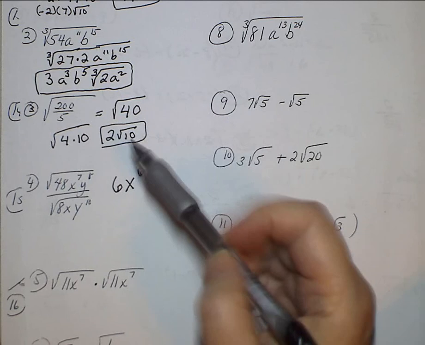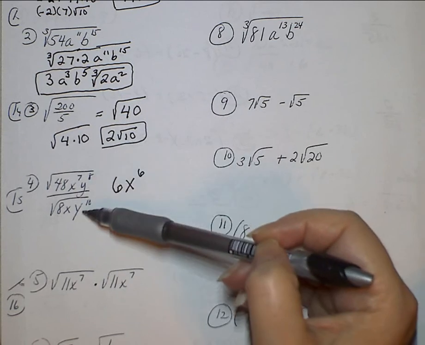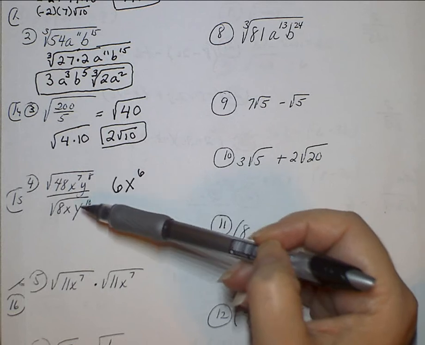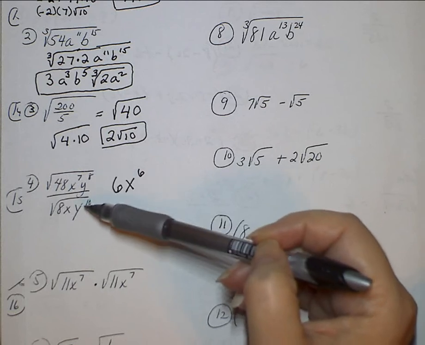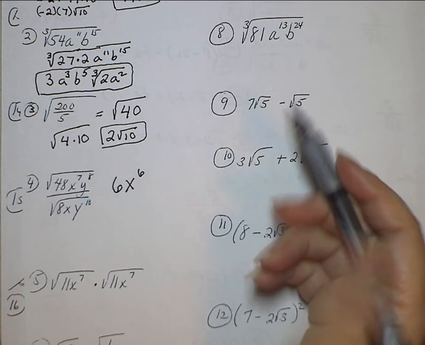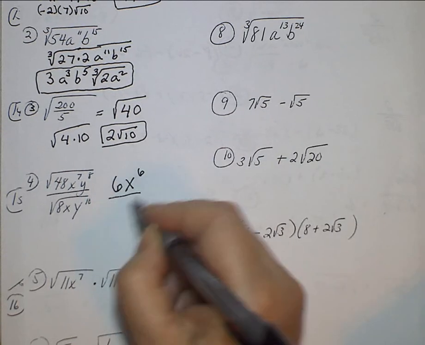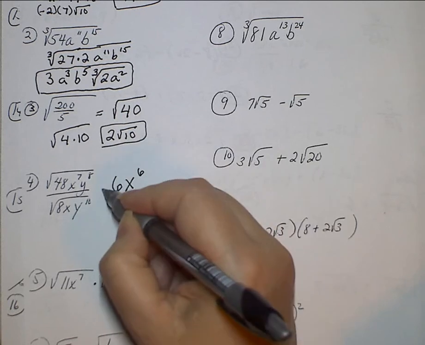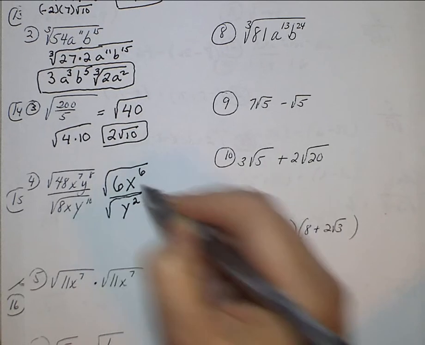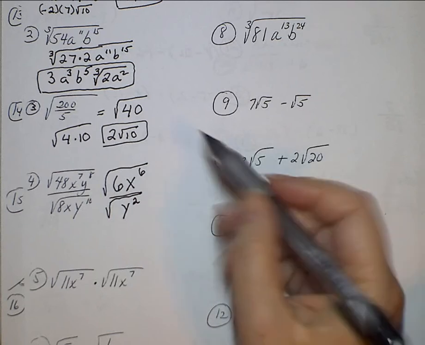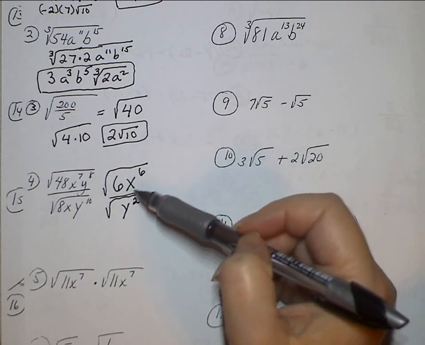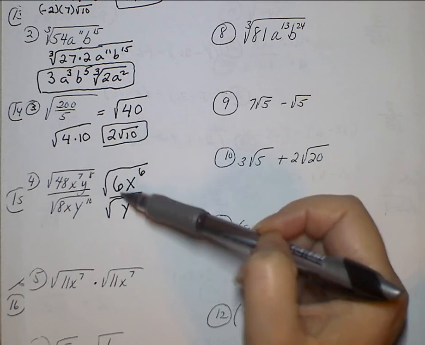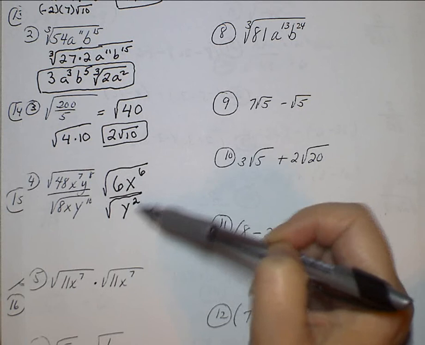Does the top or bottom have more y's? We have 8 on the top, 10 on the bottom, so the bottom has more y's. How many more y's does it have? 2. So we have y squared. This is still under the square root. Now we can see what we can do. The bottom, if we take the square root of y squared, that's y.